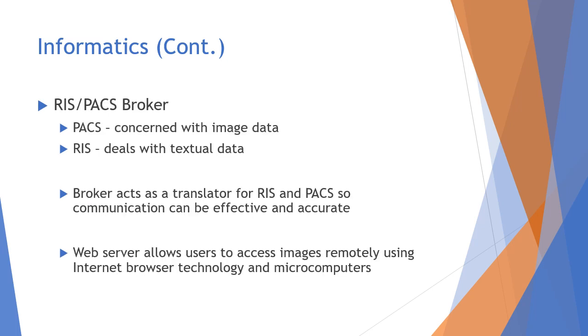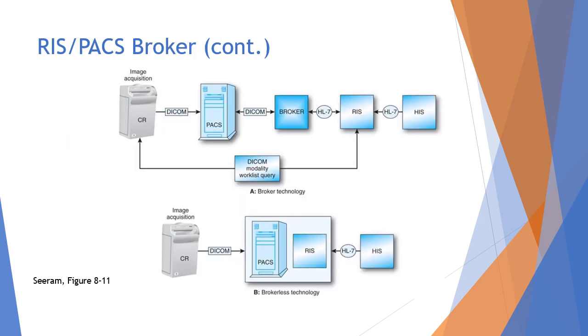The RIS PACS broker: the PACS is concerned with image data. The RIS is concerned with textual data. So they both are radiology, but one is for text information, one is for image. The broker acts as a translator for the two of them so that they can communicate. And the web server allows users to access images remotely using internet browser technology and microcomputers.